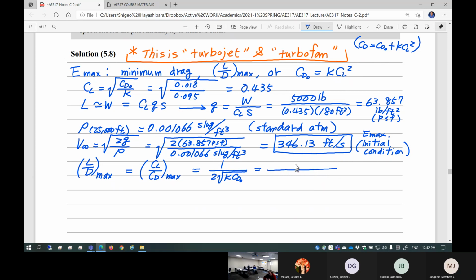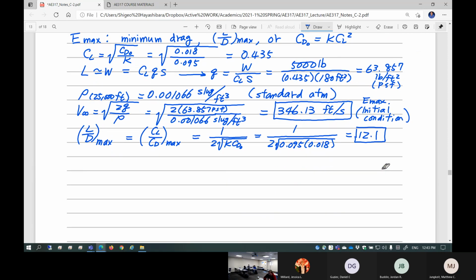So this is basically 1 over 2 square root of K, which is 0.095, times CDO, which is 0.018. This is going to give you a maximum L over D of 12.1. So this is the condition for maximum endurance.